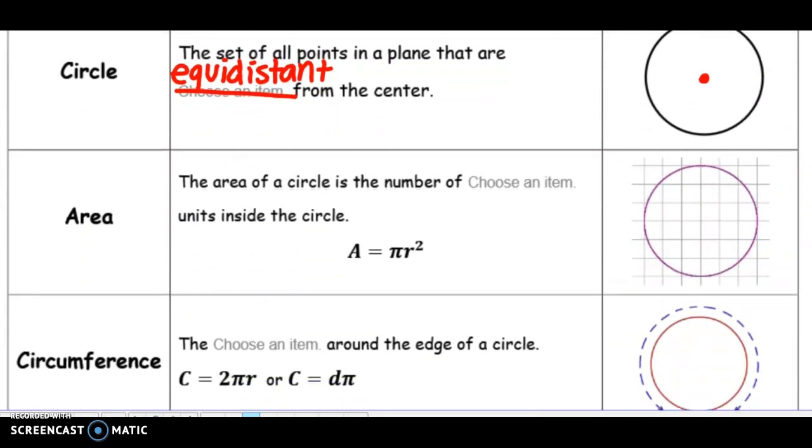The second term is area. Area is the number of square units inside of a circle. The formula is A equals pi r squared.